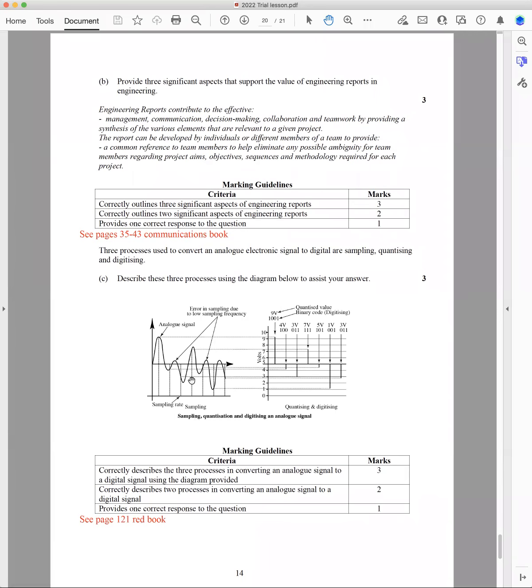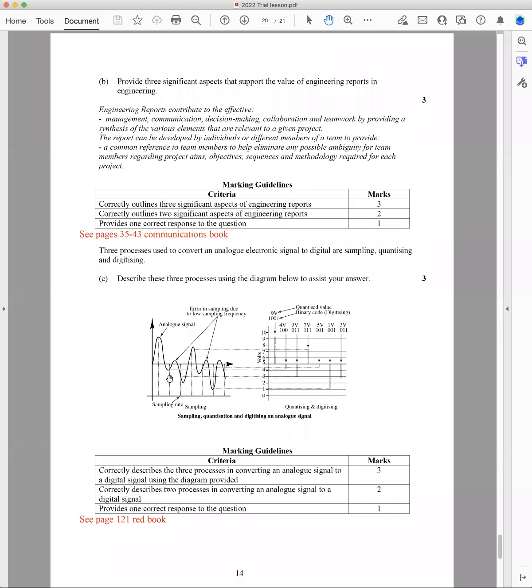It's almost the same question. Describe these 3 processes of sampling, quantizing, and digitizing. Use the diagram below to assist your answers. Now, make sure you use a diagram if the question tells you to, because you'll lose marks. So the first thing you've got to do is sample, and the sampling rate has got to be twice the maximum frequency of the analog wave, at least twice. If you work on bandwidth, it's 3 to 5 times the bandwidth between the waves.